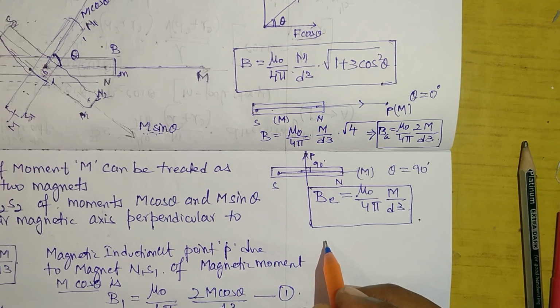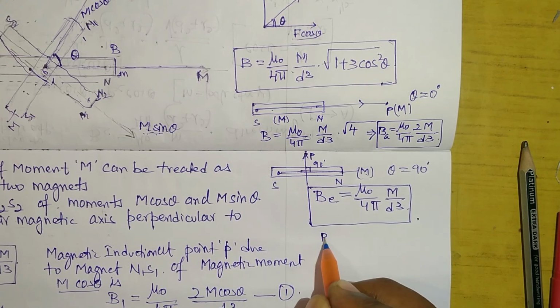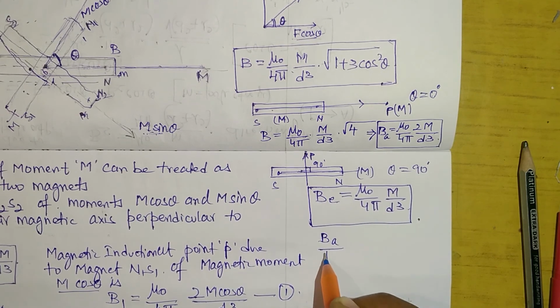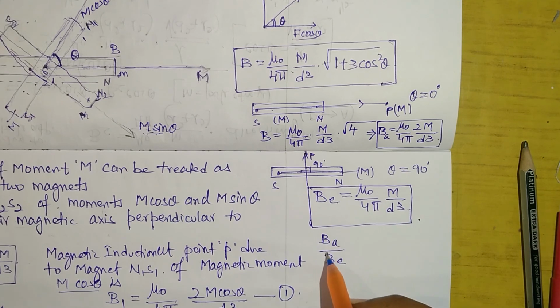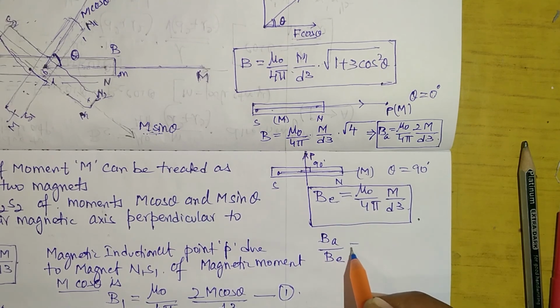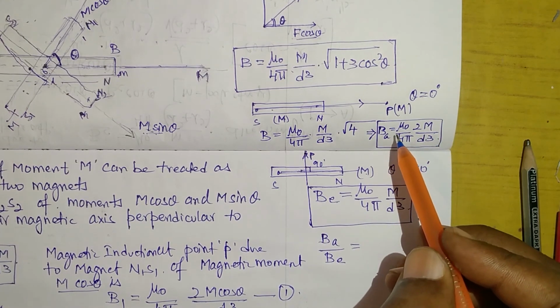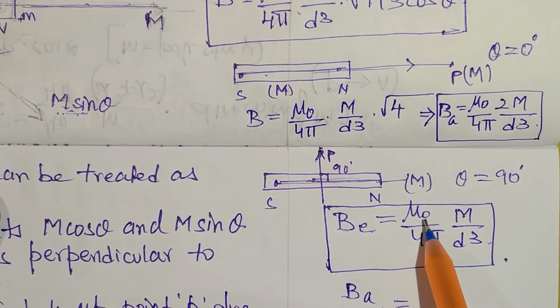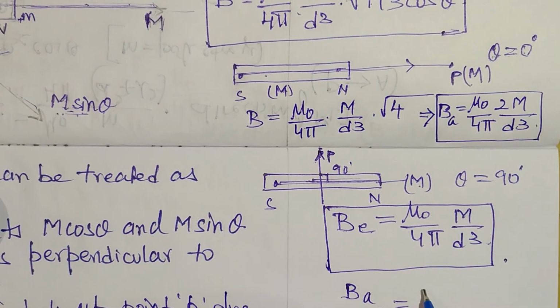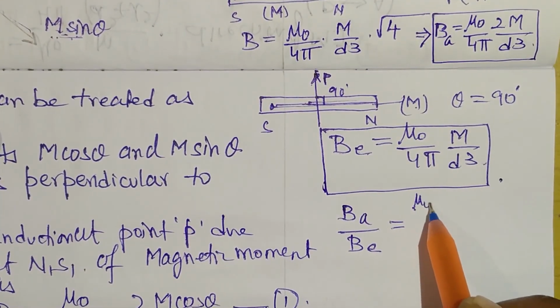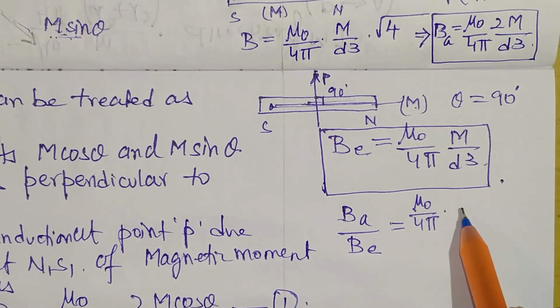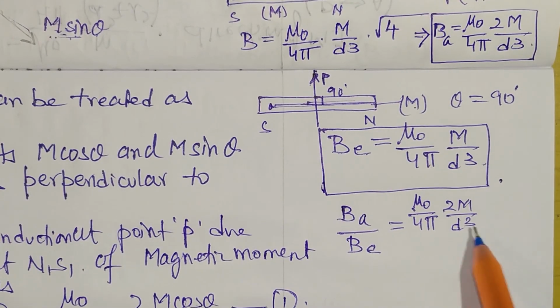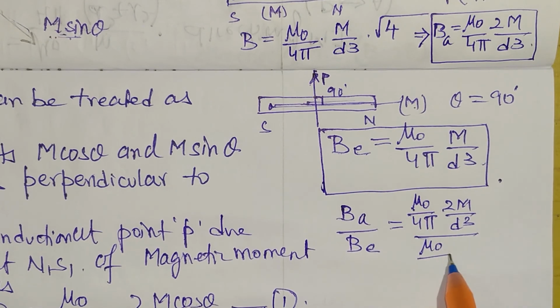Suppose a question is asked, what is the ratio of magnetic induction of axial line and the magnetic induction of equatorial line? From these derived formulas, the magnetic induction on axial line is mu naught by 4 pi 2m by d cube. For equatorial line it is mu naught by 4 pi m by d cube.